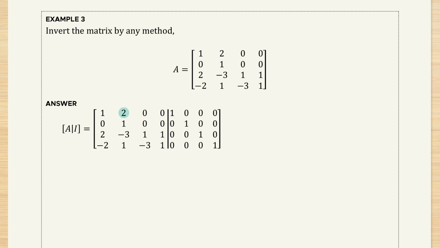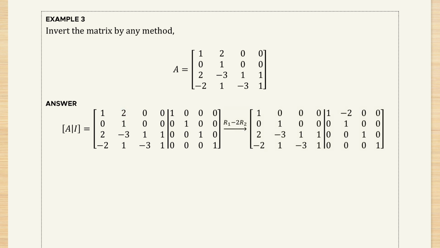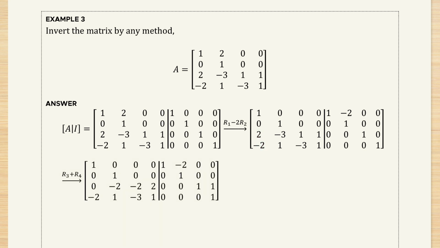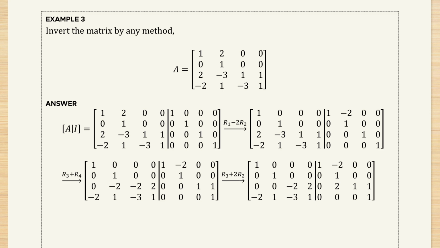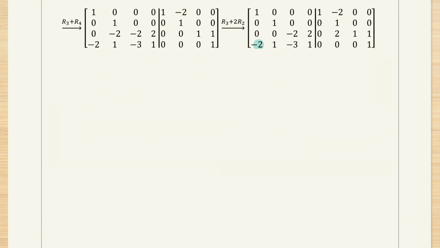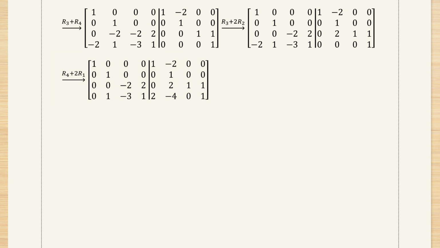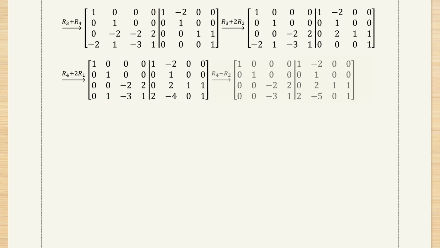If we go 2 minus 2 times that 1, we can get a 0. Row 1 minus 2 row 2. We can get rid of that plus 2 by adding to the minus 2. Row 3 plus row 4. The minus 2 can cancel with that 1 if we multiply that 1 by 2. Row 3 plus 2 row 2. We can cancel the minus 2 using 1. Row 4 plus 2 row 1. We have a 1 there and 1 there, we can subtract to get rid of one of those 1s. Row 4 minus row 2.